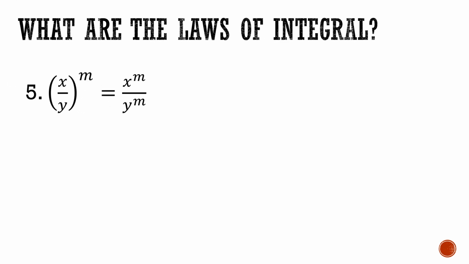Next, again, remember that a fraction can be written as division. So how do we divide two variables raised by an exponent? In this case, again, we will just simply distribute the exponent one by one to x and y. Therefore, x raised to m over y raised to m. So example, x over y squared. So let's distribute it one by one to x and y. So we have x squared and y squared.